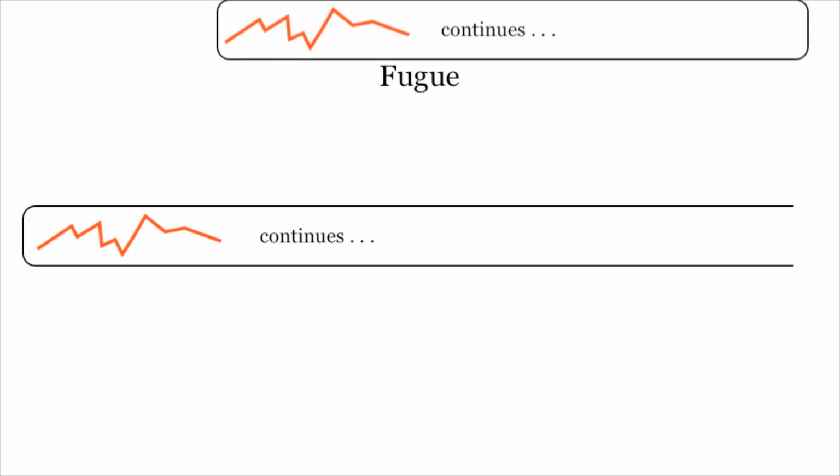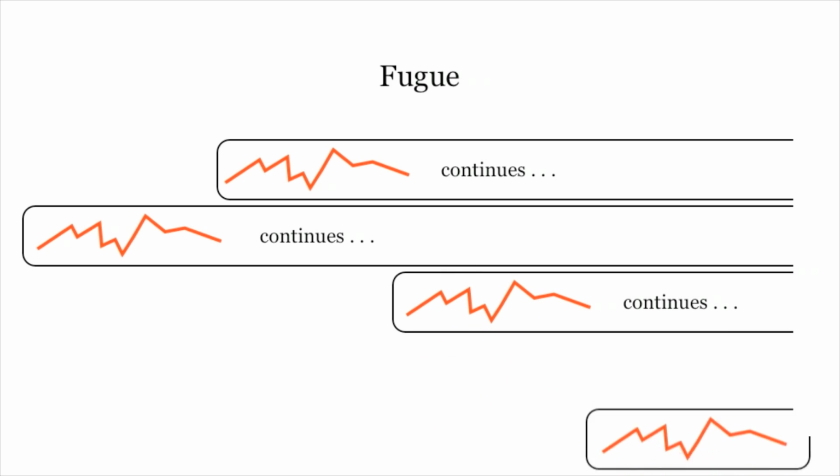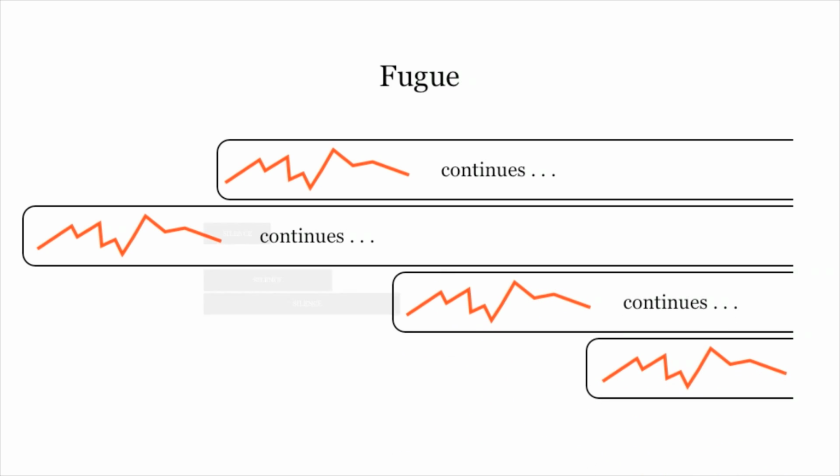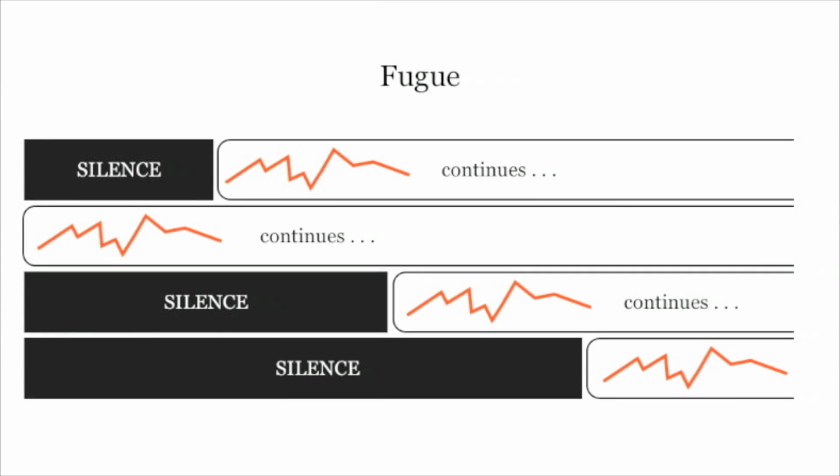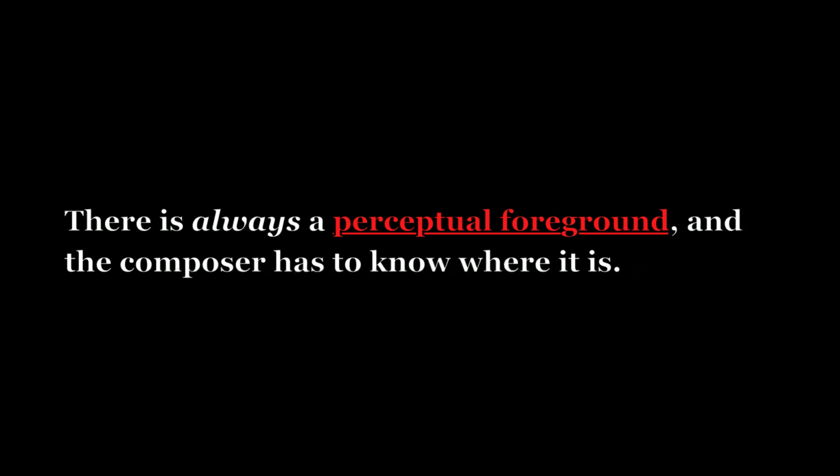In a fugue, for example, all the voices develop the same material, in imitation. The entry of each voice after a silence is a novel element, and it attracts the listener's attention. Once all the parts have entered, the listener will usually focus on whatever is the most active line. Actually, the details of perceptual priorities are a bit more complicated, but this generalization will serve us here. The main point is that there's always a perceptual foreground, and the composer has to know where it is.